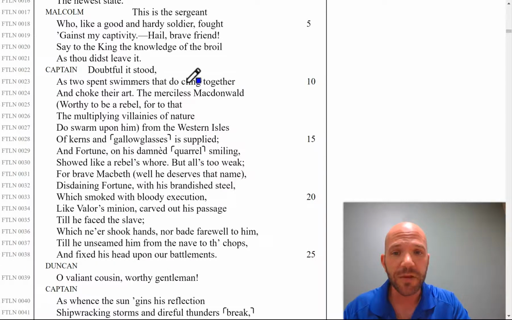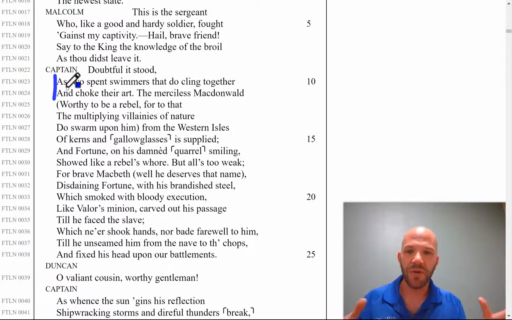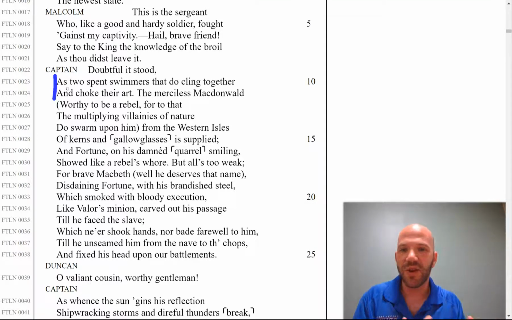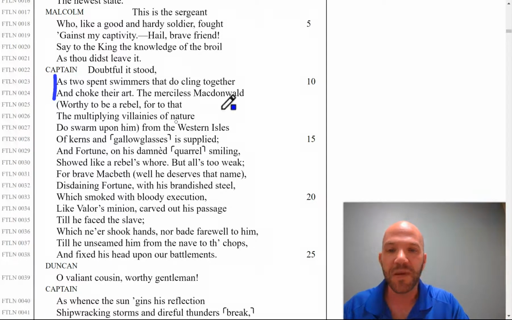"As two spent swimmers that do cling together and choke their art." This is a great, what is this? What figure of speech is this right here? "Doubtful it stood, just as two spent swimmers that cling together and choke their art." Yeah, so that's a simile, because he's using like or as to compare the battle to what image? Two swimmers that are both spent, both exhausted. And what do they do? They hold on to each other to choke their art. So in trying to save themselves, they basically both bring each other down. Great simile for a failing battle.